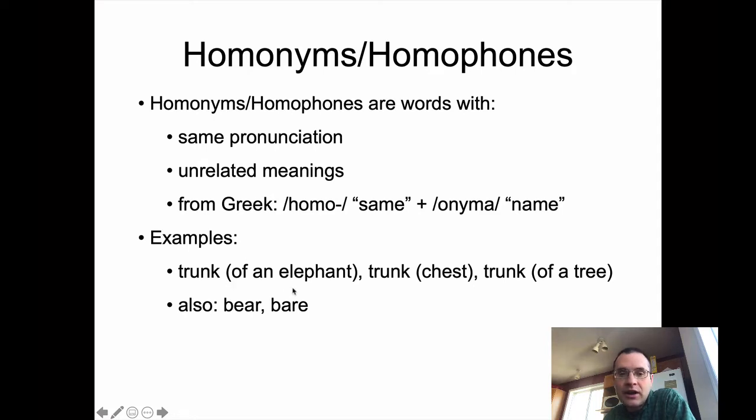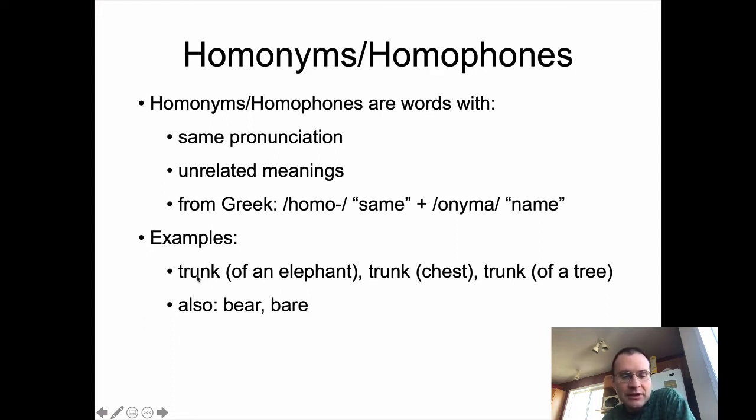The word trunk encompasses three different homophones that I can think of, at least off the top of my head or off the top of the slide. So the trunk of an elephant, the long nose, the trunk, which is a chest, or maybe the trunk of a tree. These mean totally different things, right? But we use the same string of phonemes to express those different concepts.